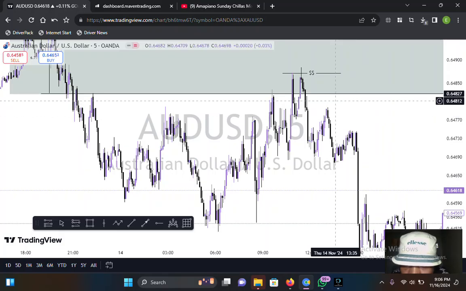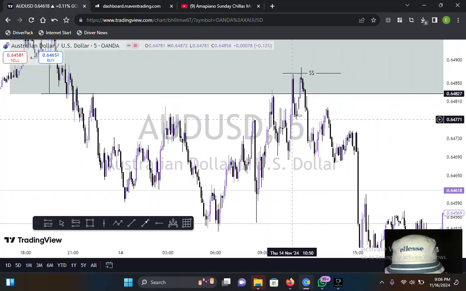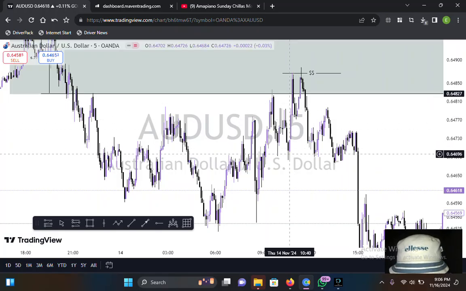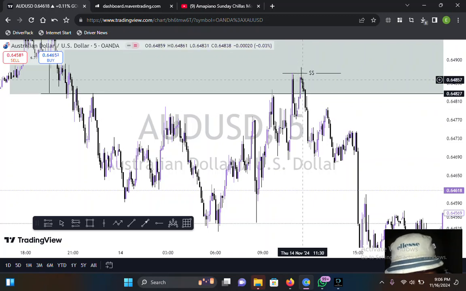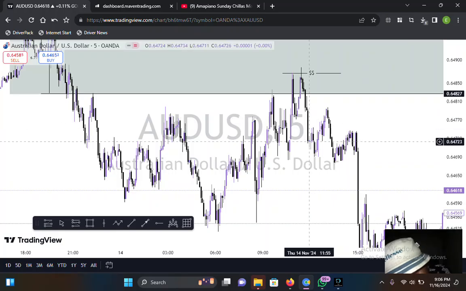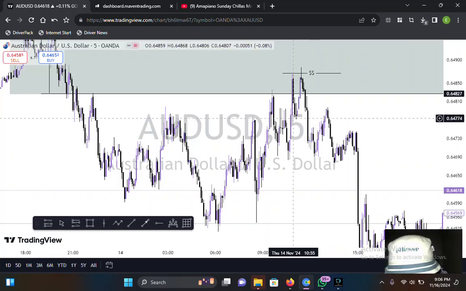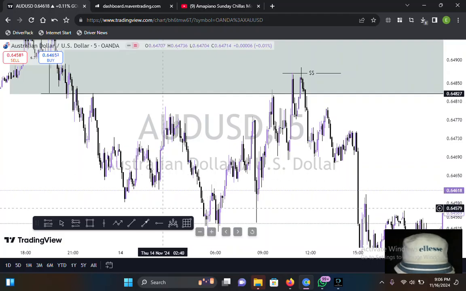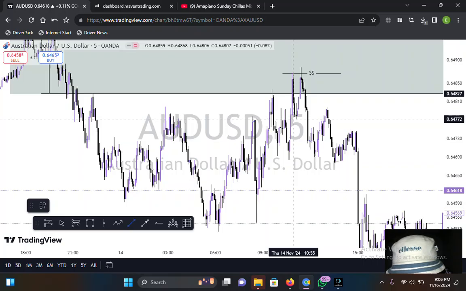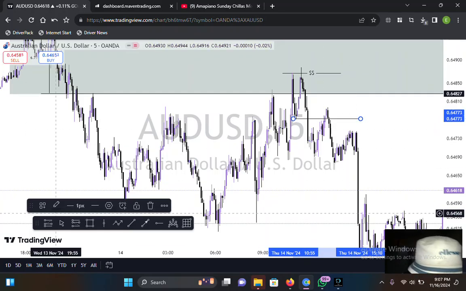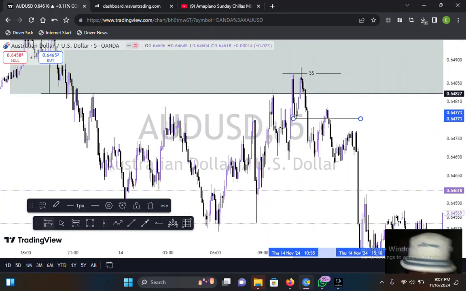After that liquidity sweep, come and observe again. This is the lower high, lower high, and the lower. We broke this low here. Yeah, this low here will become our break of structure.